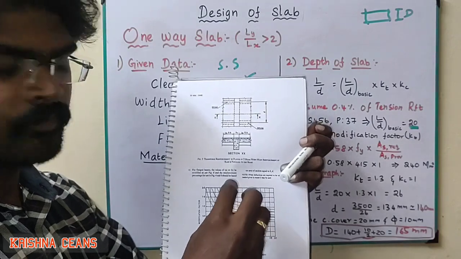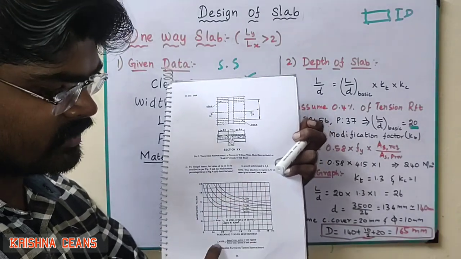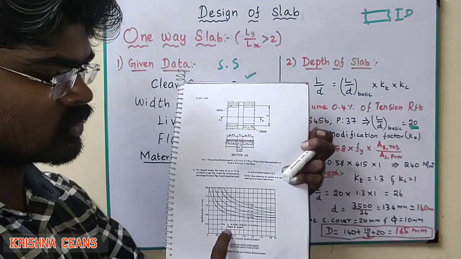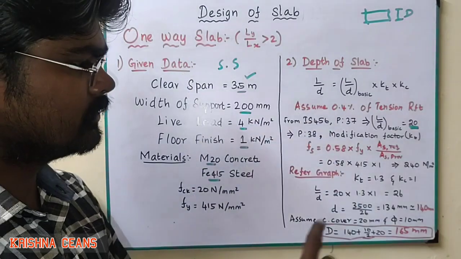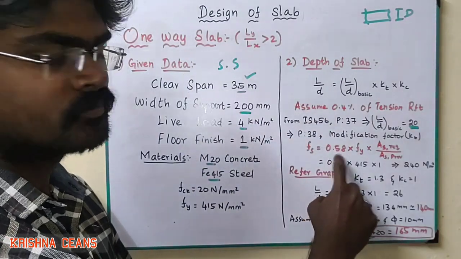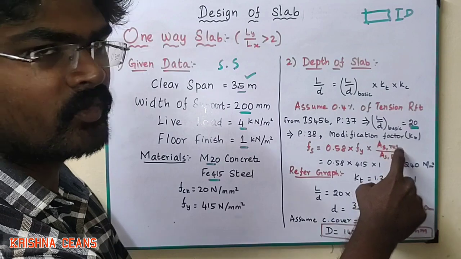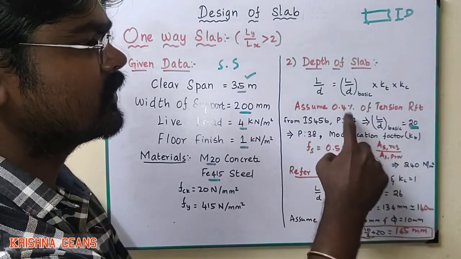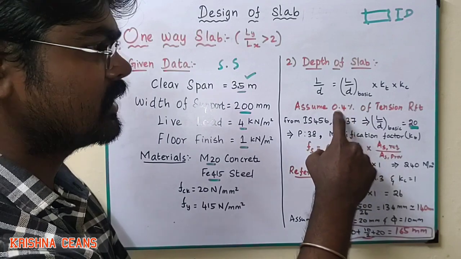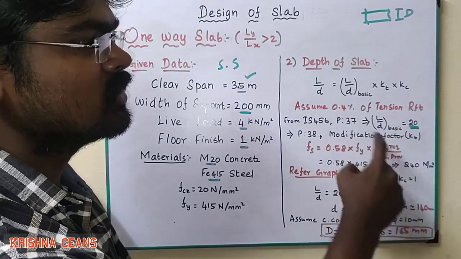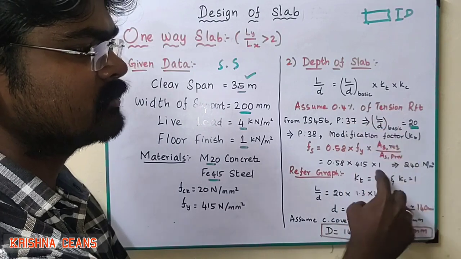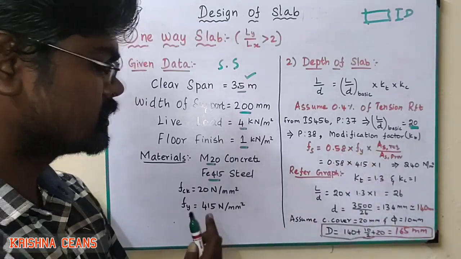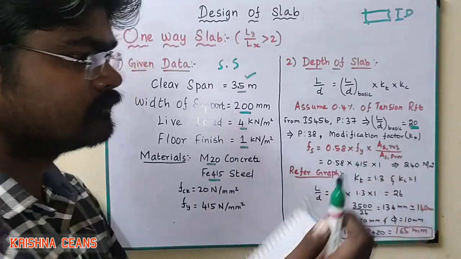Before referring to the graph, we have to find the fs value. fs is nothing but the steel stress for the service load. The fs formula is 0.58 into fy into area of steel required divided by area of steel provided. Here the area of steel required, we assume 0.4%, and the area of steel provided is also 0.4%, so both cancel and become 1. So 0.58 into 415, where 415 is the tensile stress, and we will get 240.